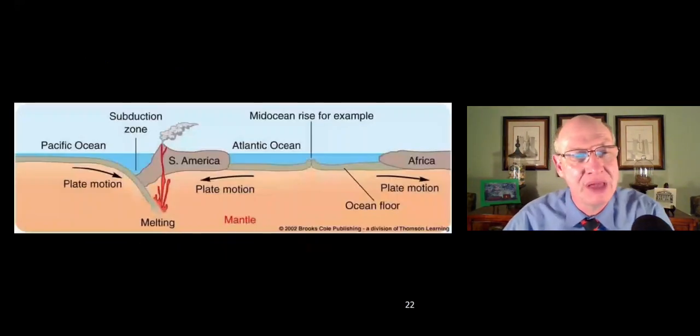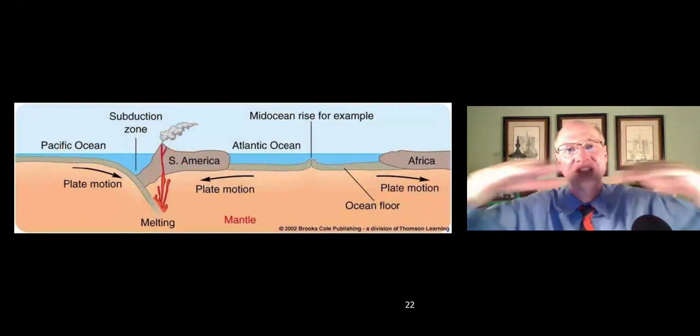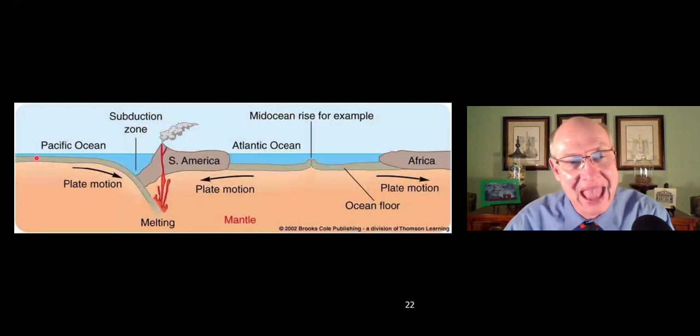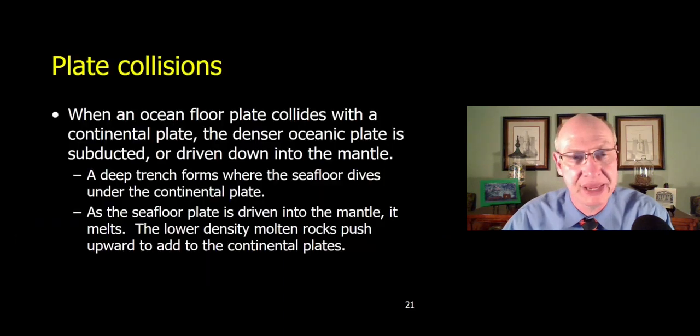So here's an example. Imagine here in the Pacific Ocean and South America, where the Pacific Ocean plate and the South American plate are actually being driven together. As the Pacific Ocean plate collides with the South American plate, the rocks that make up the Pacific Ocean plate are heavier, denser basaltic rocks, and they are much denser than the granitic or granite rocks that make up the South American continent. So when those two collide with one another, the ocean plate gets driven underneath the continental plate.